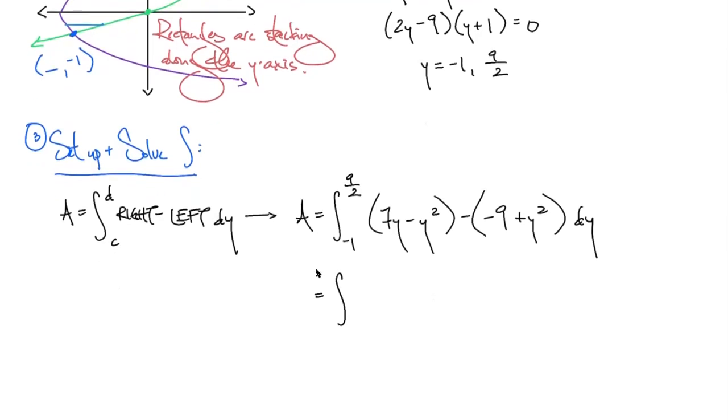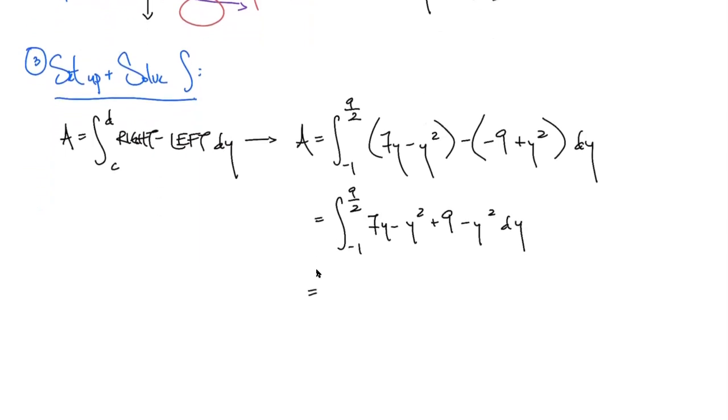So we set up our -1 to 9/2. We get 7y minus y squared plus 9 minus y squared. And we'll end up taking the integral of -2y squared plus 7y plus 9 dy. And all of that is power rule all the way. All right, power rule, power rule, power rule. Plug in the 9/2, plug in the -1.